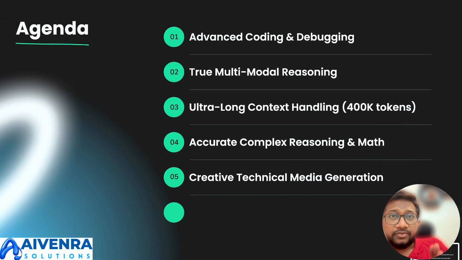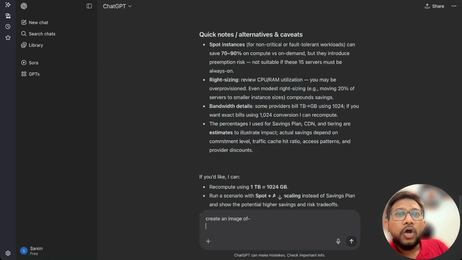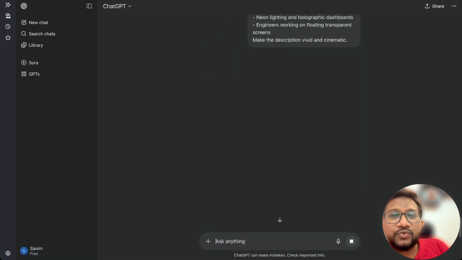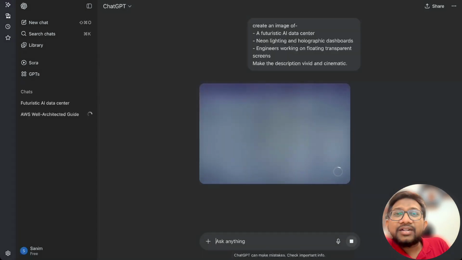Number 5, creative technical media generation. Now for something completely different. Creative image generation. I asked GPT-5 to create an image of a futuristic AI data center with neon lighting, holographic dashboards, and engineers working on floating transparent screens. The good news? It created an excellent, visually striking image that captured exactly what I asked for.